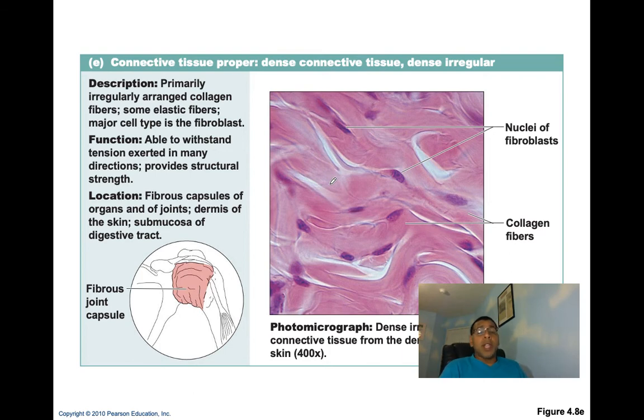So when you talk locations of where it's found, it's going to be found in the fibrous capsules of our organs and our joints. It's also going to be found in the dermis of the skin, and also in the submucosa of the digestive tract.